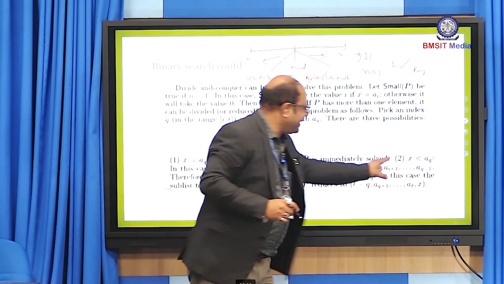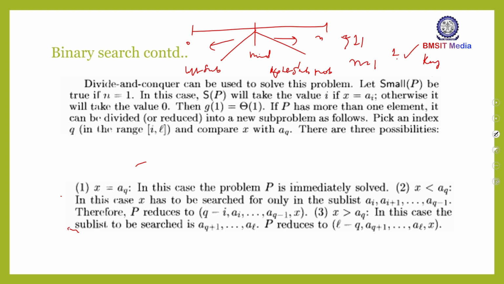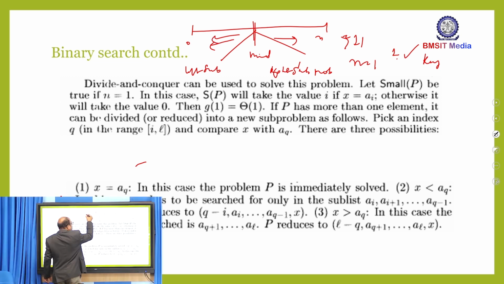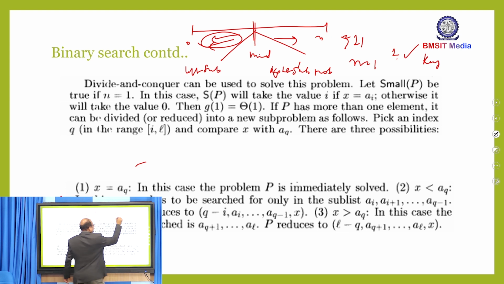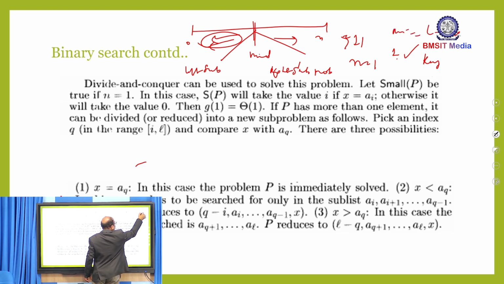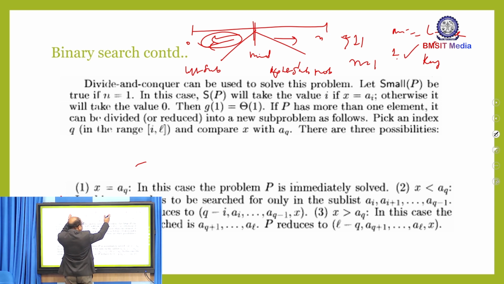Suppose you take the second condition: whether my element is on the left side. In that case you have to search the left side. So you have to identify the mid value. Mid is nothing but low plus high by 2. Because of this low plus high by 2, I am going to partition my array into a left sub array and a right sub array.